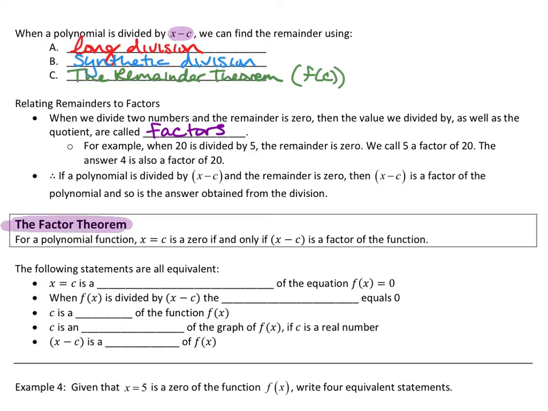Here's another theorem we need to probably look at and memorize. It says for a polynomial function, x equal to c is a 0 if and only if x minus c is a factor of the function. So we need to prove that some x minus c is a factor to be able to say that that value c is also a 0, which is our end goal of this lesson, to talk about the zeros of polynomials.